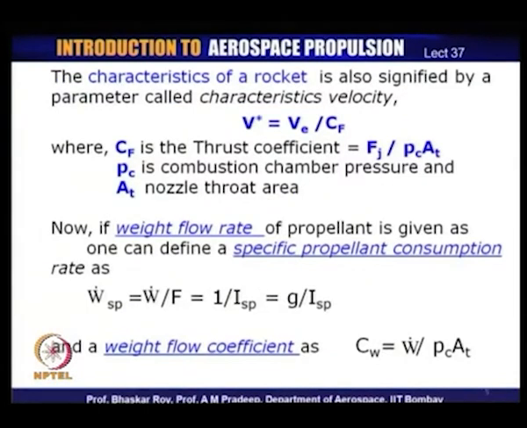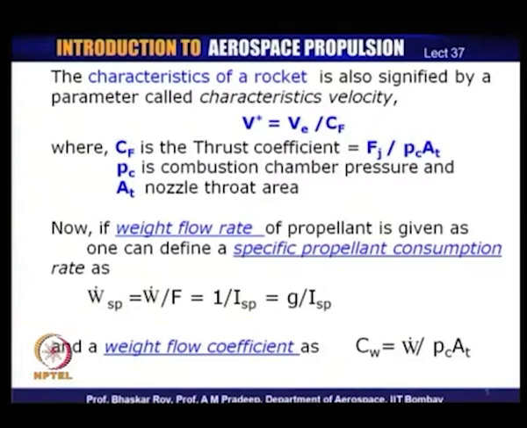Another parameter that is quite often used for characterizing the rocket or rocket engine is the characteristic velocity. Characteristic velocity V star is expressed in terms of V_e, which is the exit velocity, divided by C_f. Now, C_f is the thrust coefficient. It is different from specific impulse, and this thrust coefficient is expressed as F_j divided by P_c into A_t in the denominator.